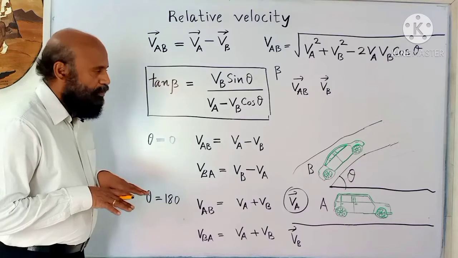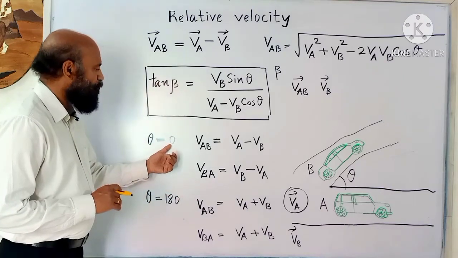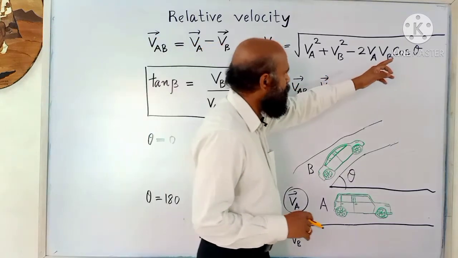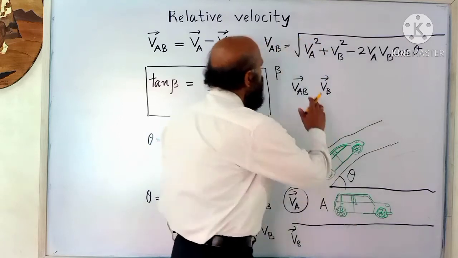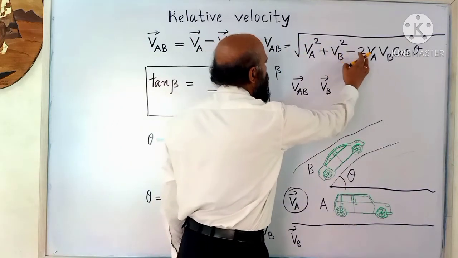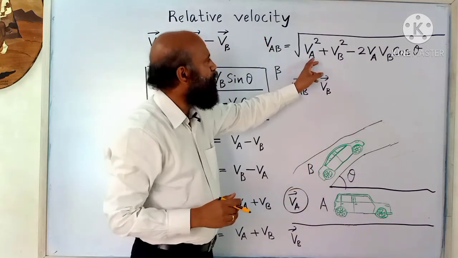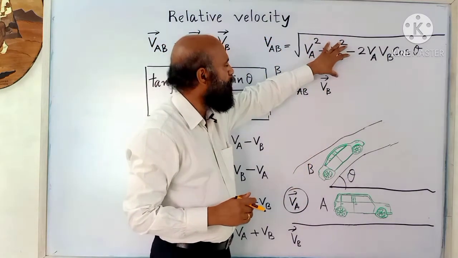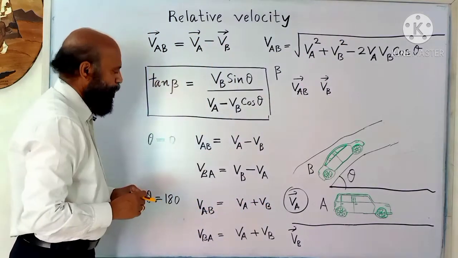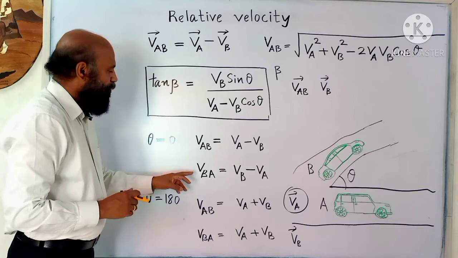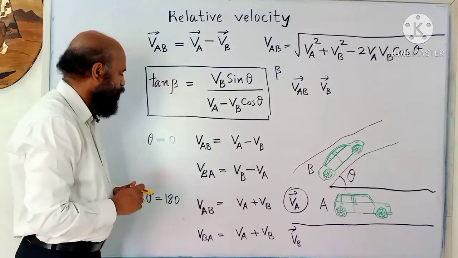Suppose both the cars are moving in the same direction, then theta is 0. In this expression, if you put 0, cos 0 is 1. Then VA square plus VB square minus 2 VA VB can be written as VA minus VB all square. When you take the square root, it will be VA minus VB. Similarly, the relative velocity of B with respect to A is VB minus VA.